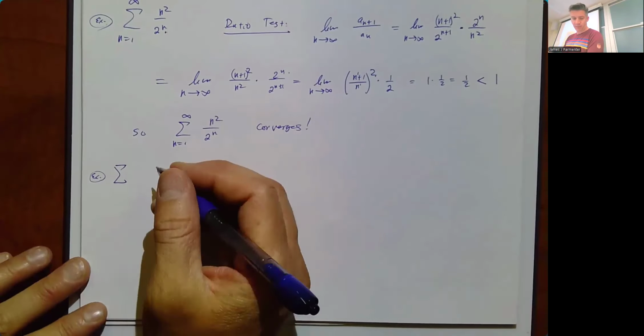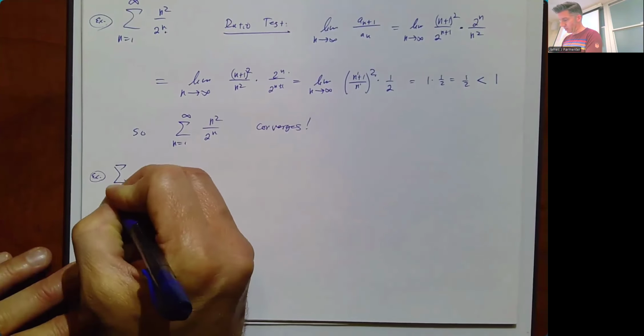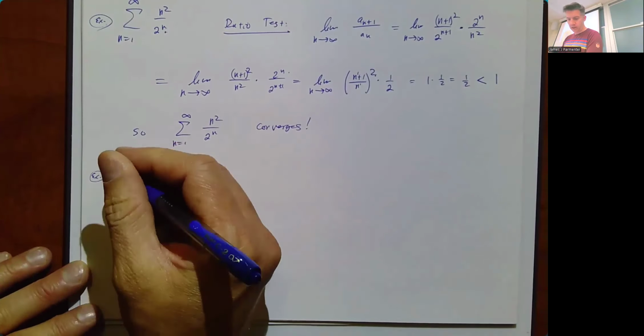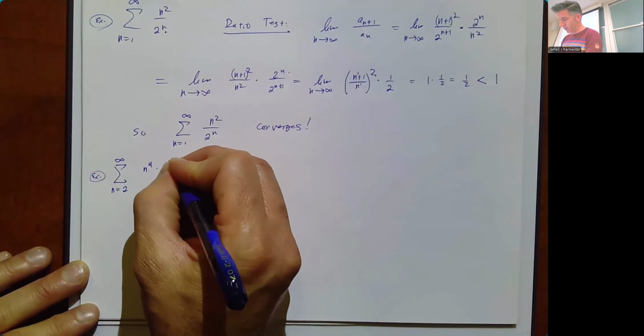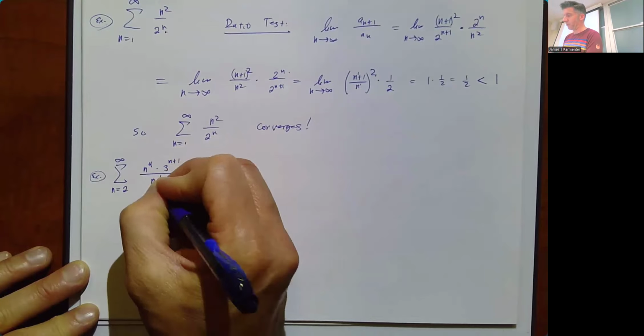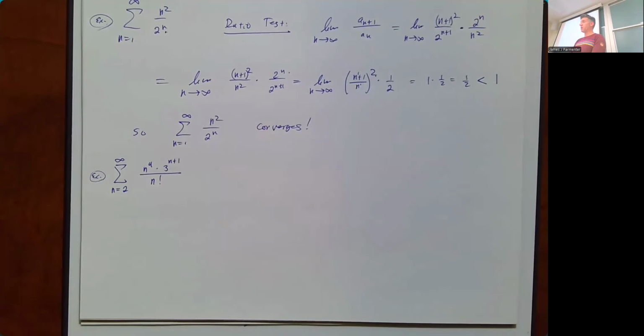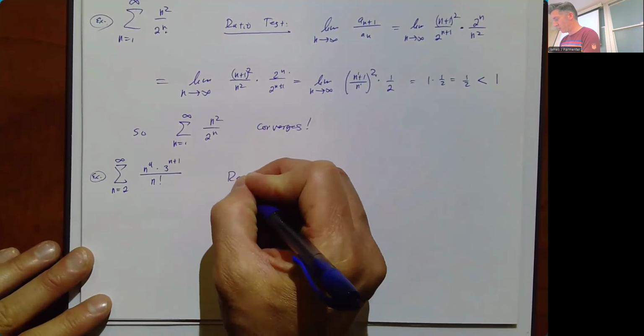So here's another example. The sum from n equals 2 to infinity of n to the 4th times 3 to the n plus 1 over n factorial. So this is meeting both of the things I'm looking for. I have an n factorial, and I also have something essentially raised to the nth power. 3 to the n plus 1 is really just 3 to the n times 3 to the first. So that's something to the nth power. So let's apply the ratio test.